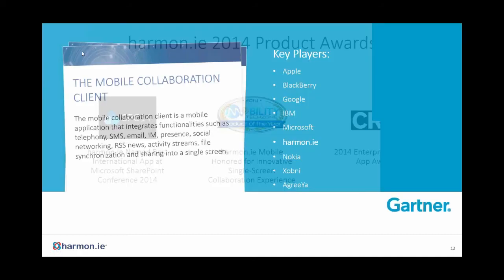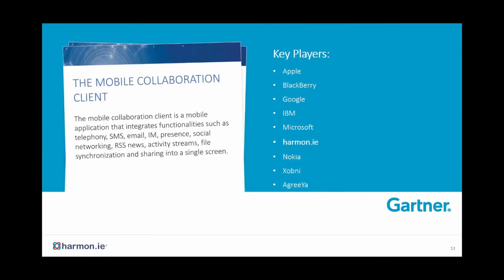This positive sentiment has been shared also by analyst firms. We had multiple coverage from both Gartner and Forrester. Also, one of the best ones was about the mobile collaboration client. Gartner sees the requirement for IT organizations to aggregate multiple collaboration functions within a single app and a single screen. And the key players in this field are, as you can see, Harmony, but also Apple, Google, IBM. We have seen Salesforce also doing something like that with Salesforce One.